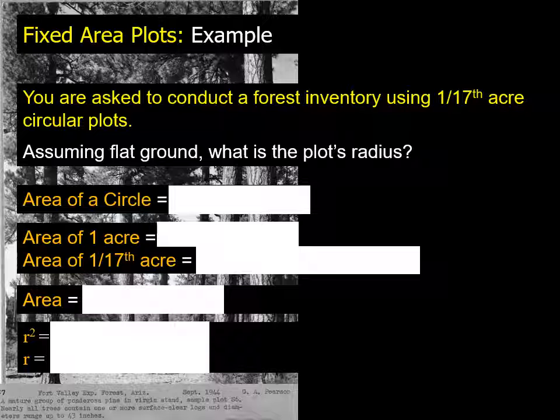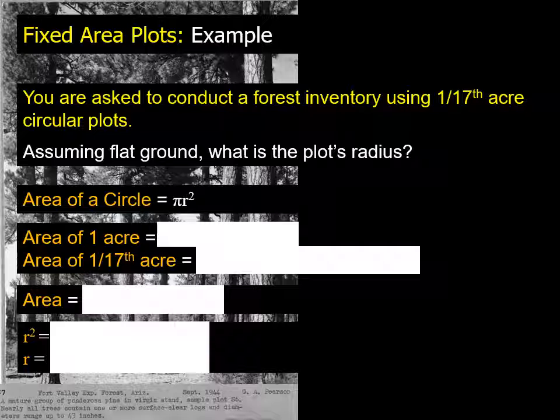Although cheat sheets like the one on the previous slide are highly useful in setting up our plots, sometimes we get asked to use plot sizes that are kind of an abnormal size. So let's assume we are asked to install a 1/17 acre circular plot. How would we go about figuring out the radius of this plot for flat ground?